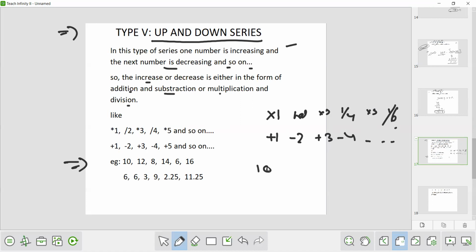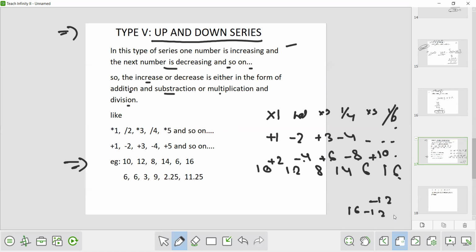Here it's written 10, 12, 8, 14, 6, 16. So 10 plus 2, minus 4, plus 6, minus 8, plus 10. So here in the series, we are witnessing that 10 to 12, something is getting added, then 12 to 8, something is getting subtracted. Ups downs means 10 plus 2, 12 minus 4, 8 plus 6. So this is ups downs type of series. Now in the ups downs type of series, we have witnessed the rule, that is the rule is plus 2, minus 4, plus 6, minus 8, plus 10. So minus 12, 16 minus 12, that is 4.